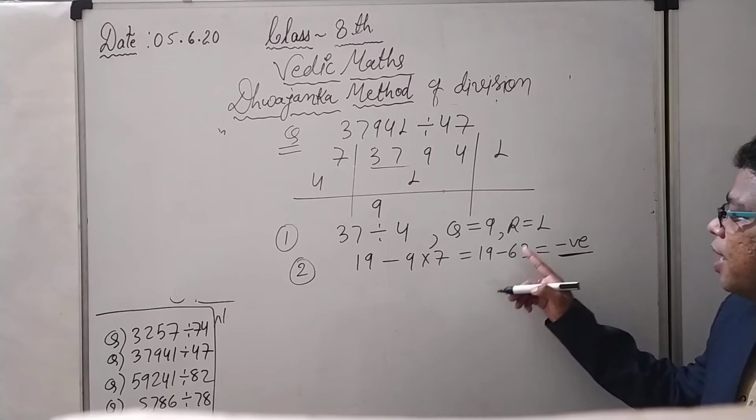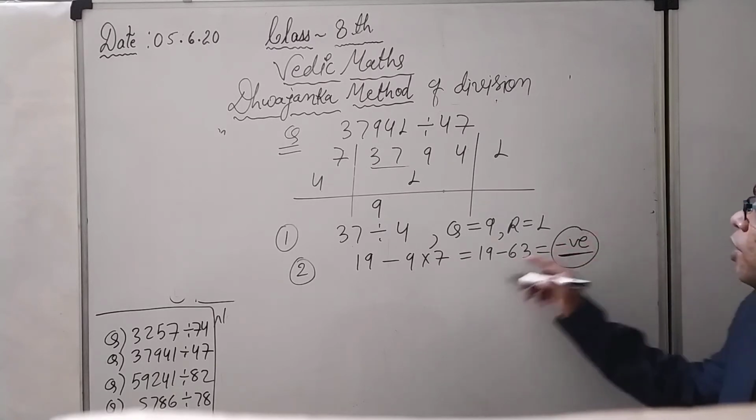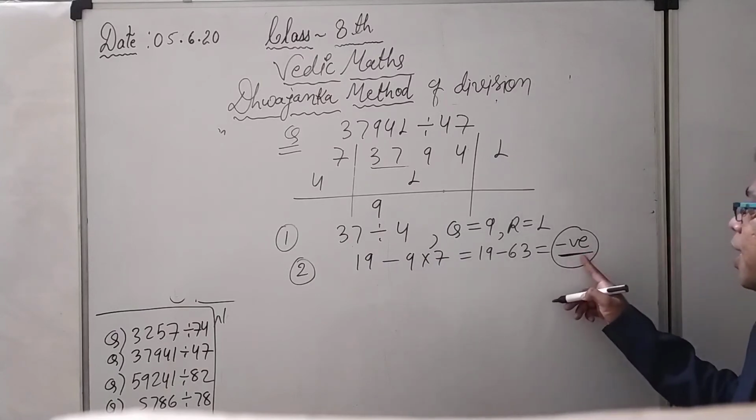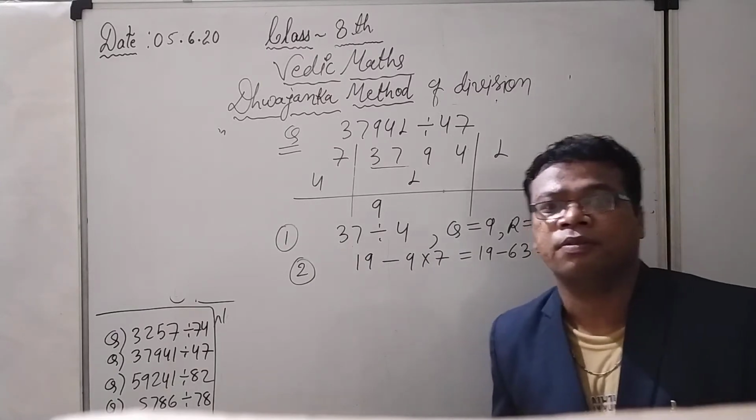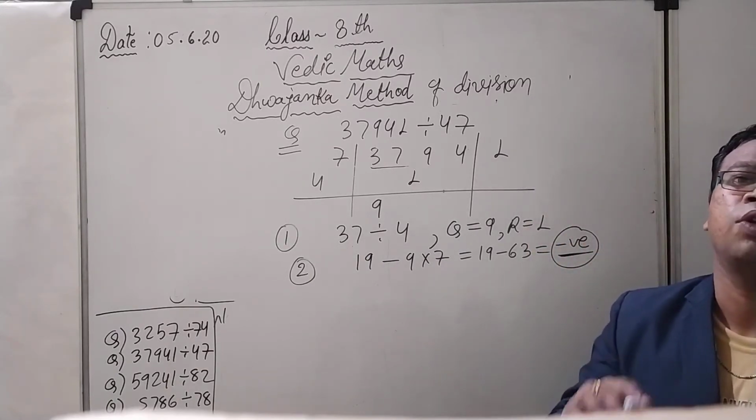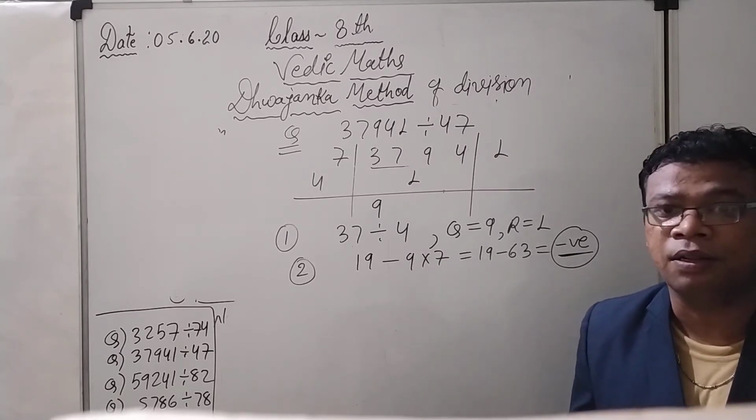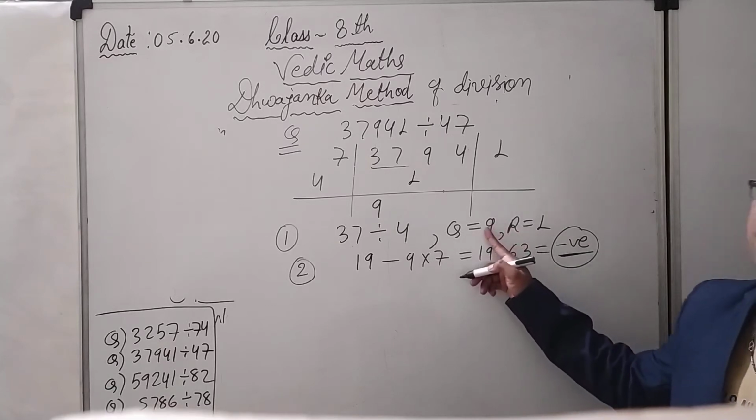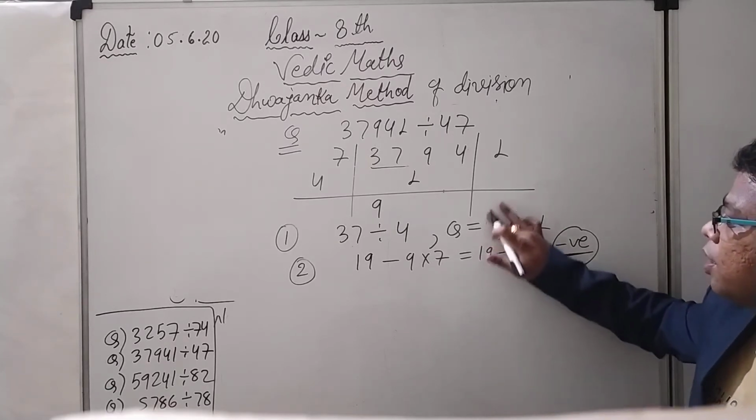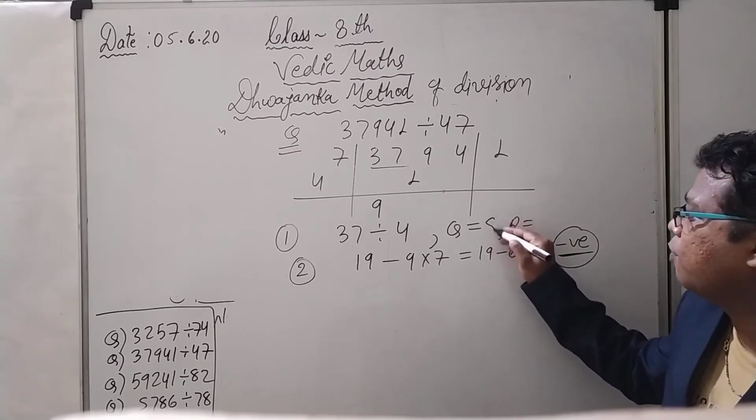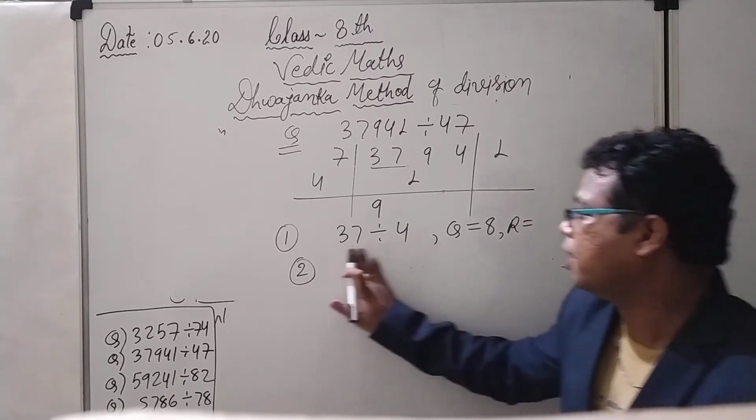So in this way we can assume that the new dividend that I will get here is going to be negative. And what I have told here is, if the new dividend is going to be negative, we have to change the quotient and remainder. So what quotient have I written here? 9. That 9 can't be the quotient. So what do I have to do in place of 9? I have to take it as 8. So that's why I am rubbing it.